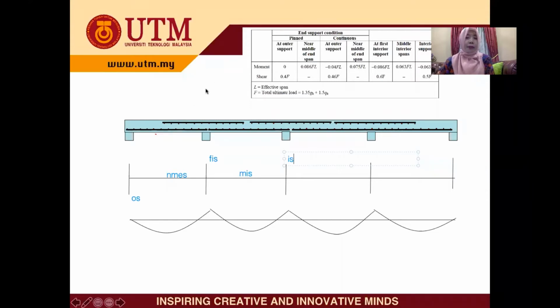Now, shear force. The first one is the shear force at the outer support. Now look at this: pin and continuous. So it's up to you, it's your assumption. If you assume that the outer support here is pin, do you know pin? Pin is without moment, we have only vertical reaction. So if you assume here pin, then we can choose 0 moment and 0.4 F. Let's say we assume it's pin.